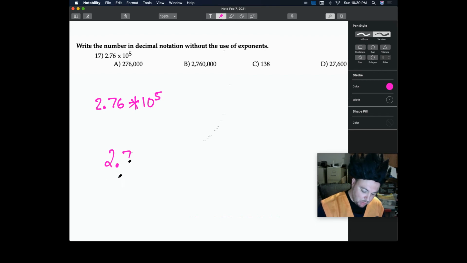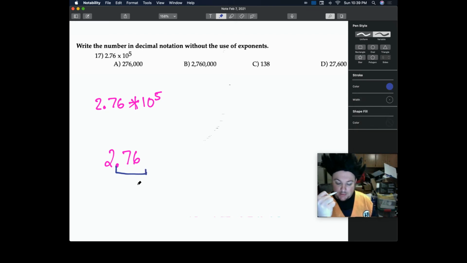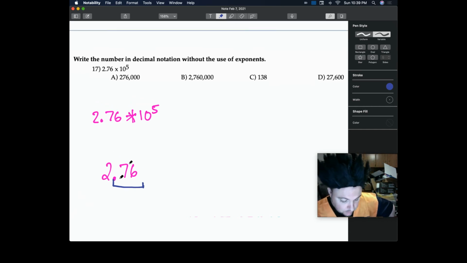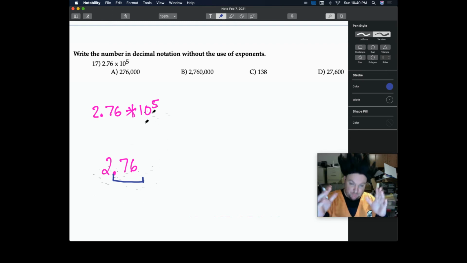That means if I'm at 2.76, I'm going to move the decimal place over to the right. Now, why would I go to the right as opposed to the left? The obvious answer is that if you're making numbers bigger, you move the decimal to the right. If you moved it to the left, like going from 2 to 0.2, you're making the number smaller. So it makes sense because 10 to the fifth is a pretty big number. It's one with 5 zeros behind it. That means we're going to go to the right.